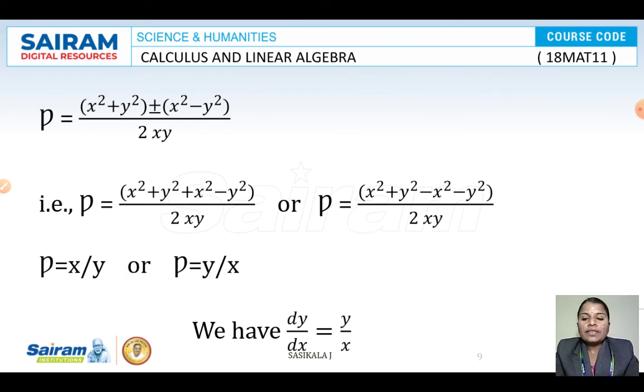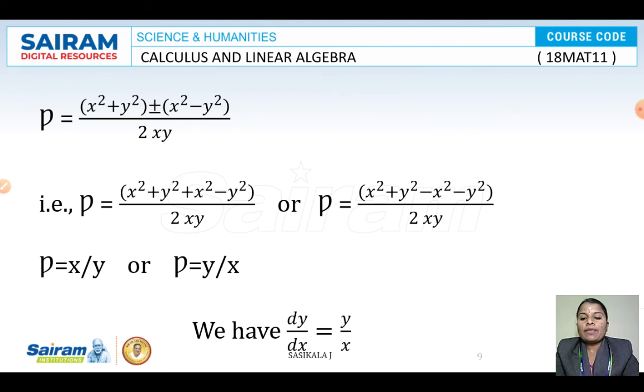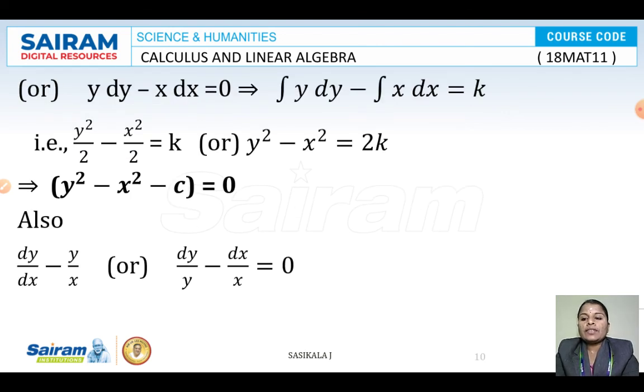So now what do we have? p is equal to x by y, and p is equal to y by x. You can do the variable separable method for both the terms. So what will you be having? For the first term, I am taking y dy minus x dx is equal to 0. Integrate on both sides. You will get y squared by 2 minus x squared by 2 is equal to k, or y squared minus x squared equal to 2k, which is y squared minus x squared minus c is equal to 0. And also, what is the next one?